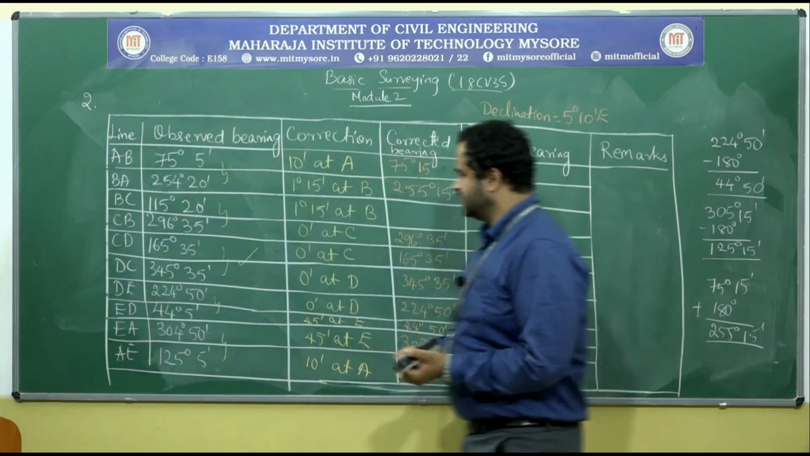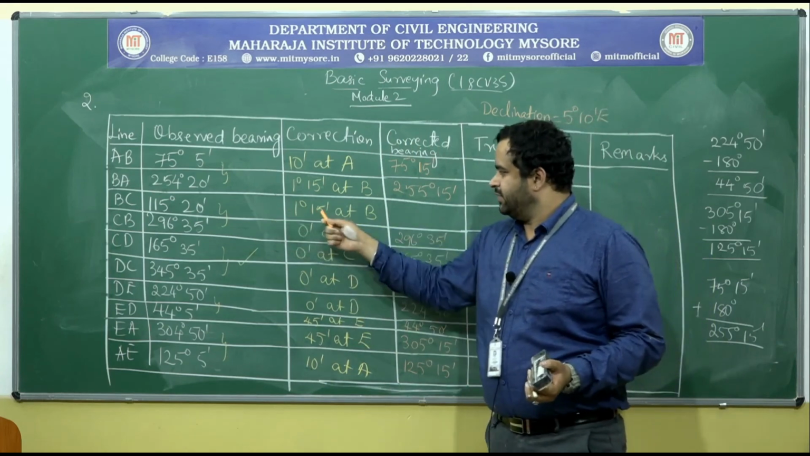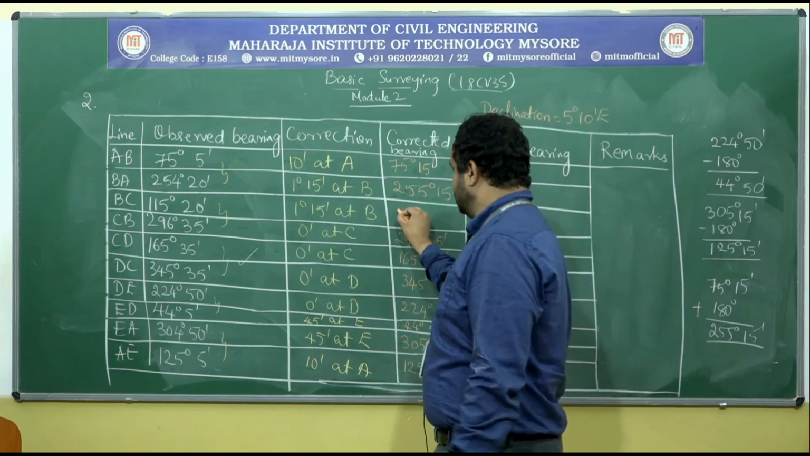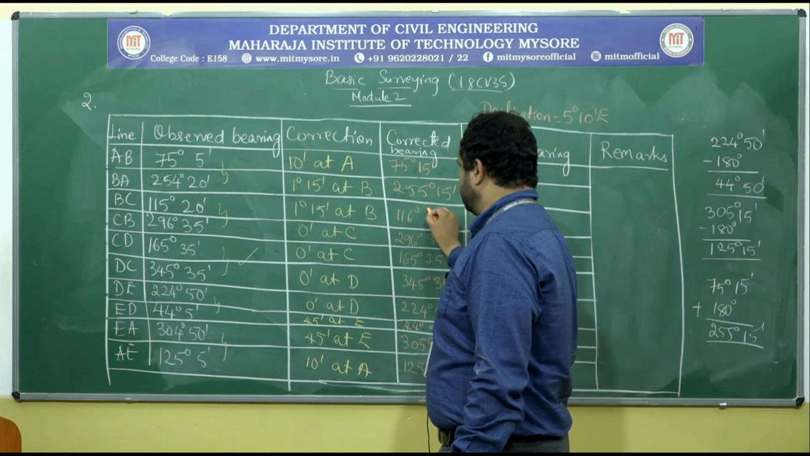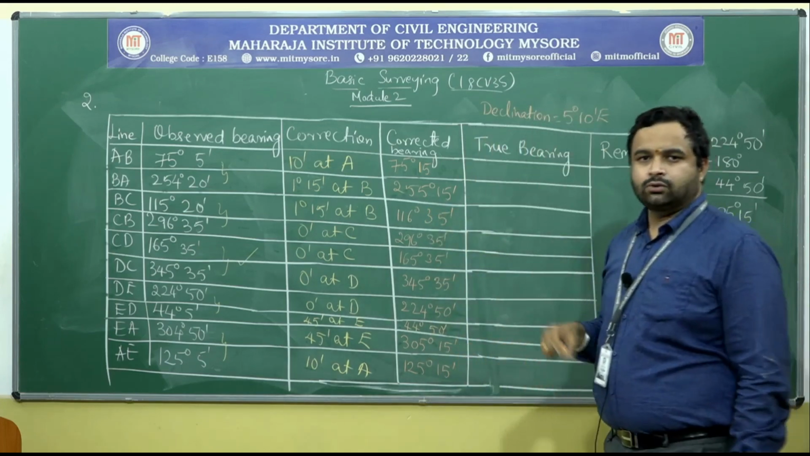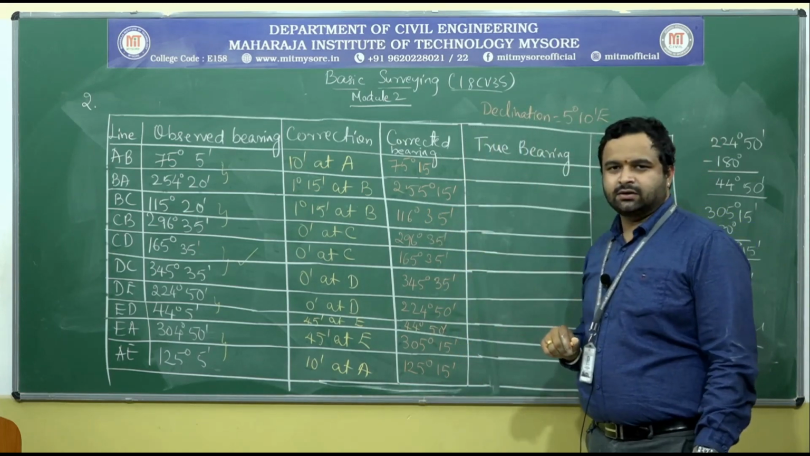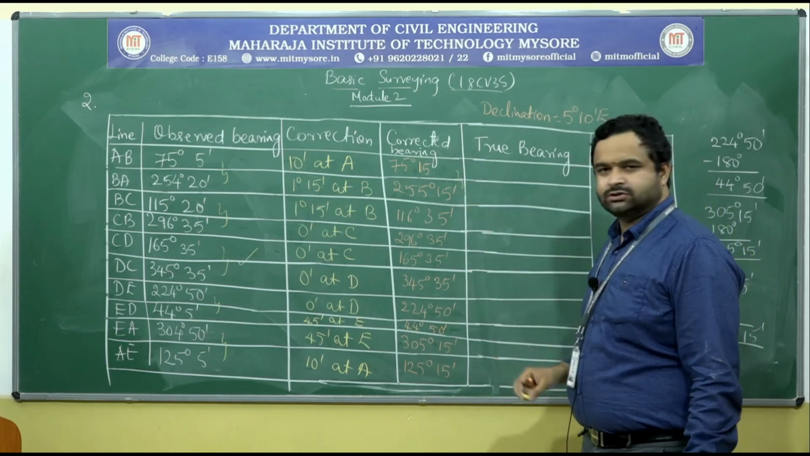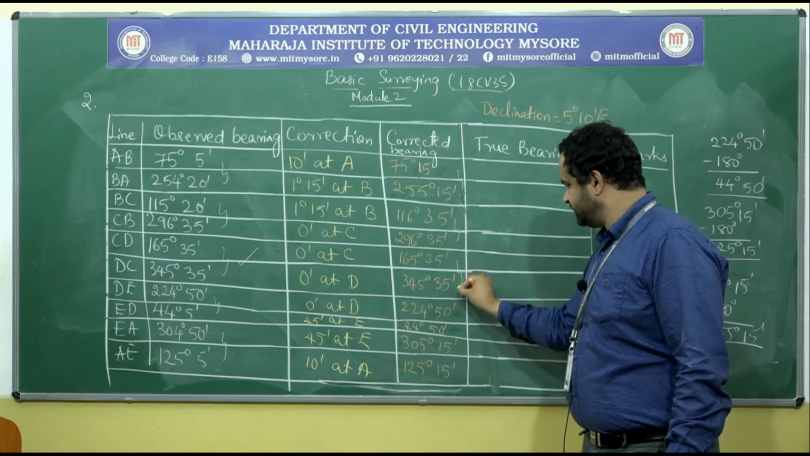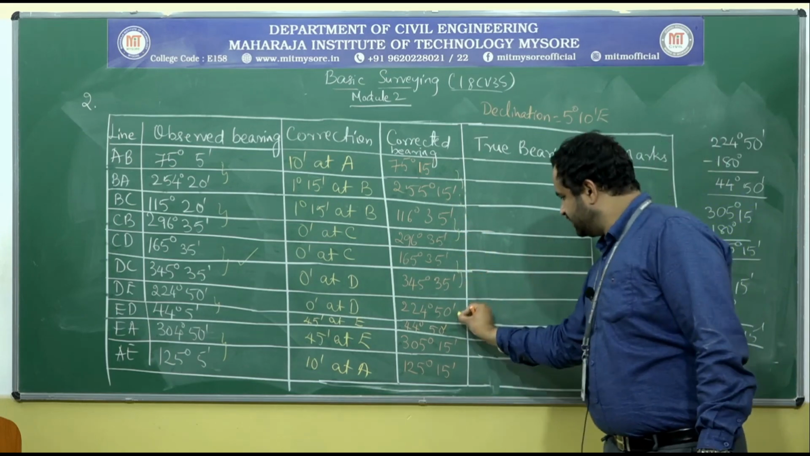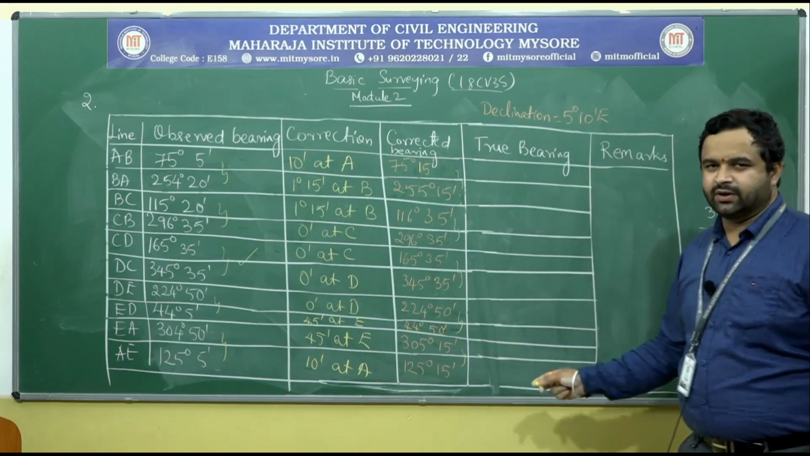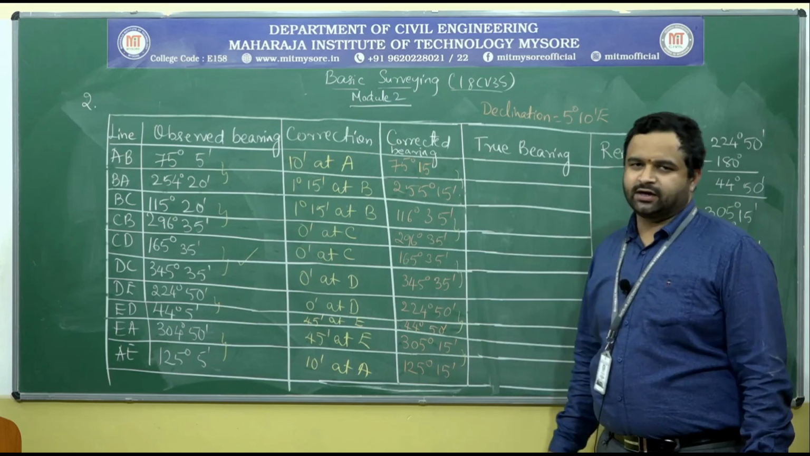Now you can calculate its corrected bearing. 115 degrees 20 minutes plus 1 degree 15 minutes will give you 116 degrees 35 minutes. Now how to check whether these bearings are correct? See, if you take the difference between these two bearings, you will get 180. The same holds for each pair. So you can say these are the corrected bearings.